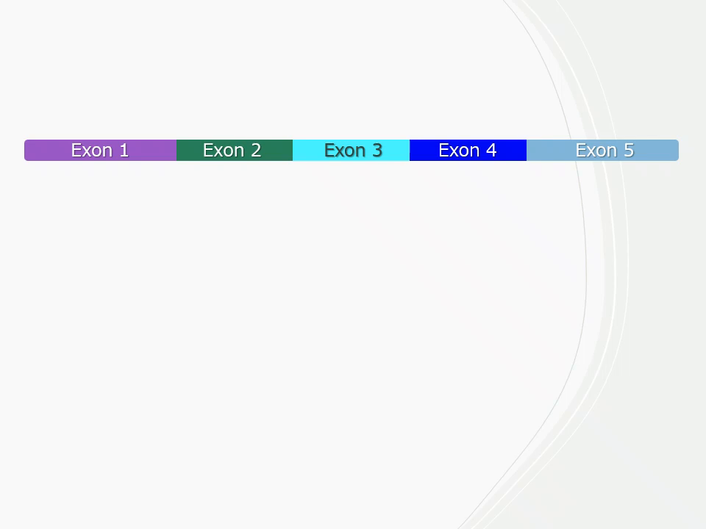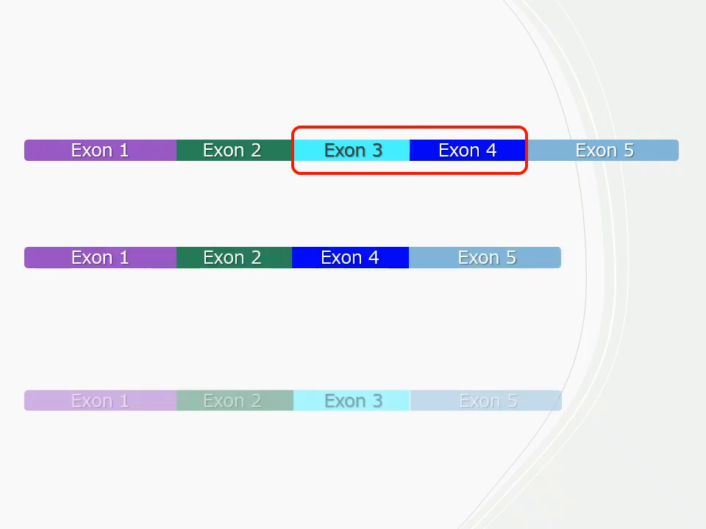Let's consider this example here. Our initial transcript has 5 exons, but let's assume that we can pick and choose between exons 3 and 4. In this case, we can make 2 different final transcripts, one containing exon 3 and one containing exon 4 instead.